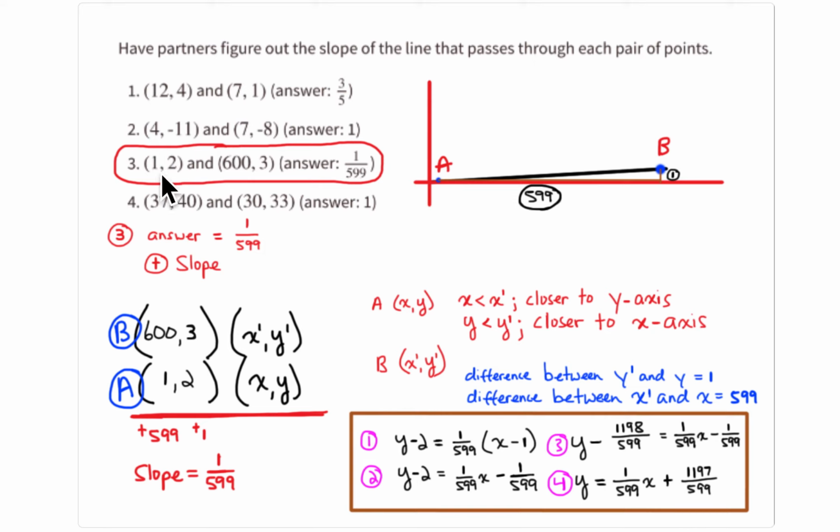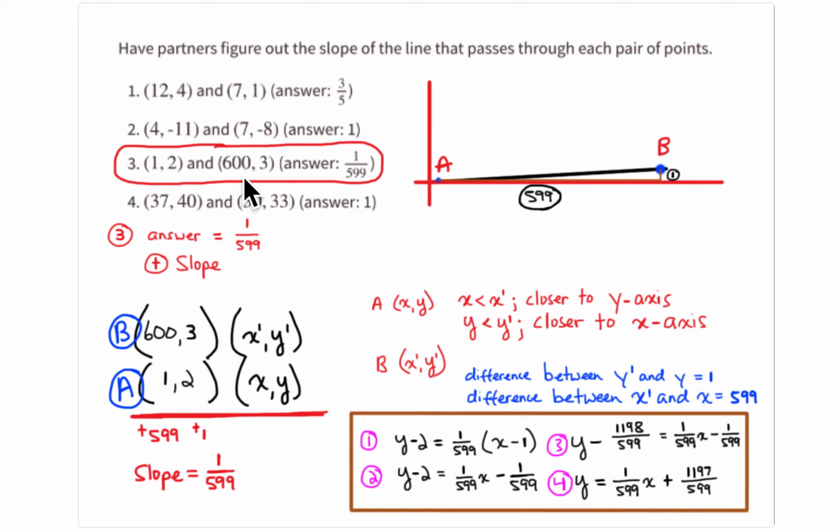Let's just plug in 1 for x. 1 times 1 over 599 is 1 over 599. Add that to 1,197. That gives you 1,198 over 599. What was this equal to? That was equal to y is 2. So if you plug in 1 for x, you get out y equals 2.